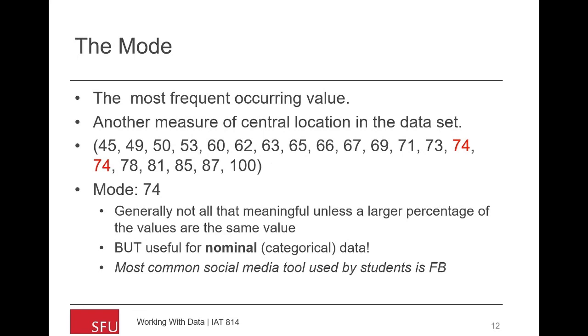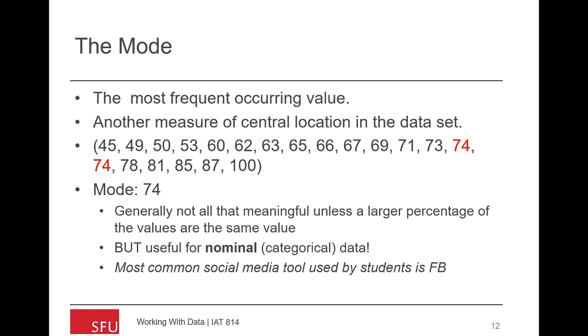Finally, the last measure of centrality is something called the mode. And what that is, is the most frequently occurring value in the data collection. Now that seems a little bit funky. And part of the reason why you might use it is that it might be that instead of numeric values, as we're showing here, it's a nominal data set that you might run the mode on.